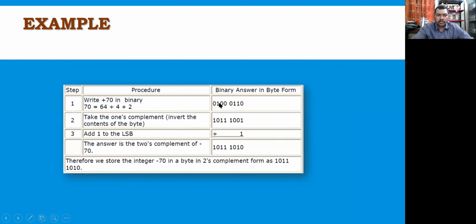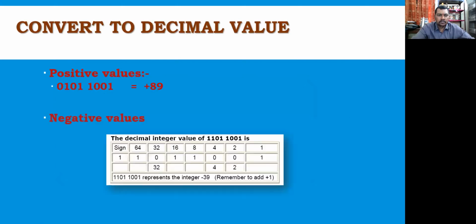No, it is 46, right? So once you take one's complement, then you will get this number, and if you add one to it, you'll have the two's complement of that particular number, right? Therefore, we store the integer negative sign or 70 in byte in two's complement form as 1011 1010. So this is what we have already done for negative numbers.